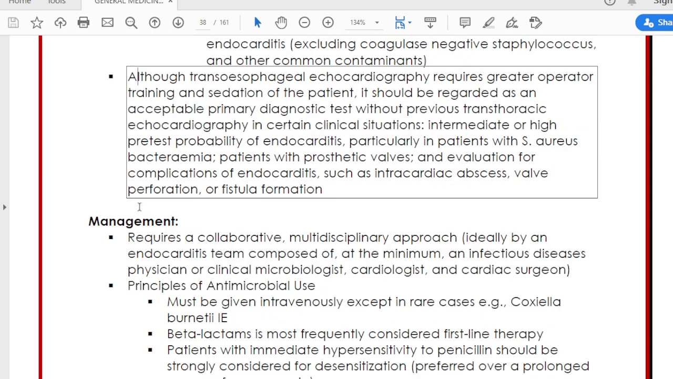Although transoesophageal echocardiography requires greater operator training and sedation of the patient, it should be regarded as an acceptable primary diagnostic test without previous transthoracic echocardiography in certain clinical situations: intermediate or high pretest probability of endocarditis, particularly in patients with S. aureus bacteremia, patients with prosthetic valves, and evaluation for complications of endocarditis, such as intracardiac abscess, valve perforation, or fistula formation.